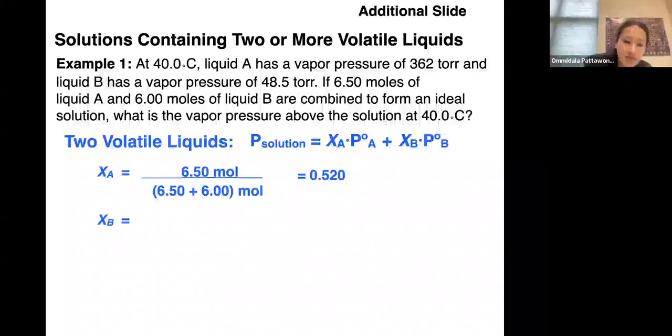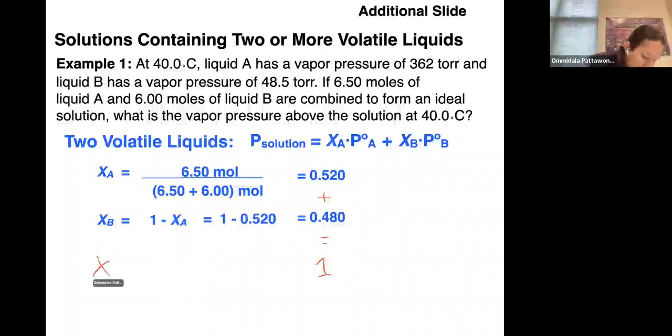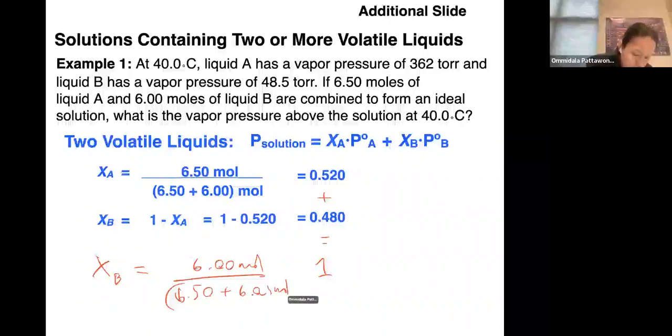Do the same thing for B as well, or you can do 1 minus mole fraction of A. That's going to give you mole fraction of B, because these two added together need to equal 1. So you can do it this way, or you can set up mole fraction of B equal to 6.00 mole divided by 6.50 plus 6.00 mole. You can do it that way as well. It's going to give you the same number.